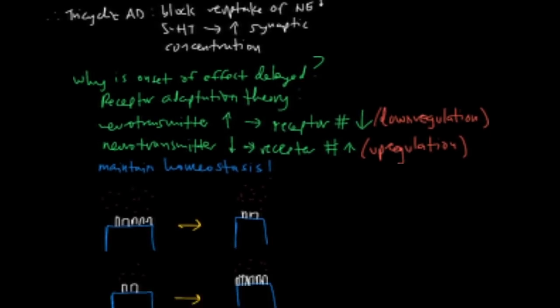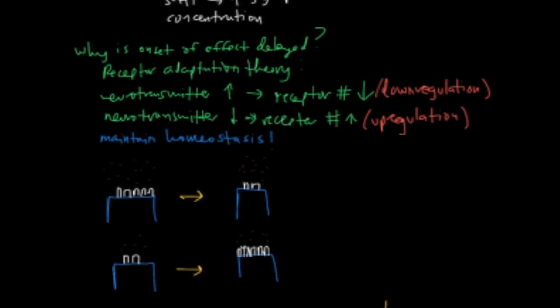So why is the onset of action delayed? Well, the receptor adaptation theory states that in order to maintain homeostasis, the brain changes its sensitivity to these neurotransmitters by either increasing or decreasing the number of receptors. Changing the number of receptors changes the brain's sensitivity to these neurotransmitters. So more receptors means more sensitivity. Fewer receptors means less sensitivity to the effect of these neurotransmitters.